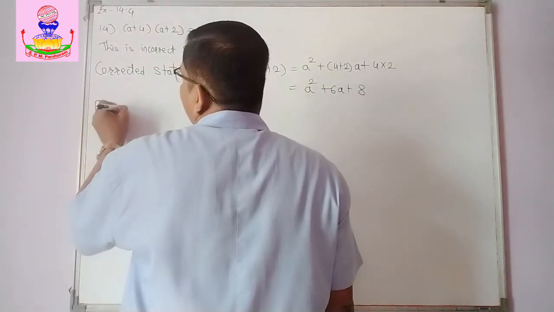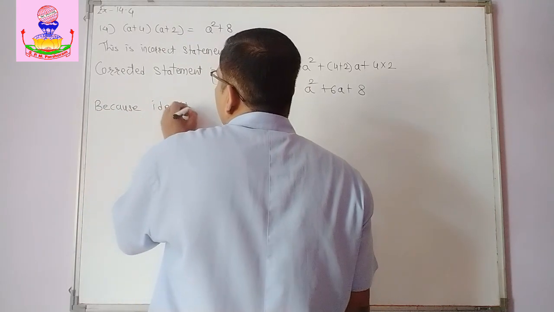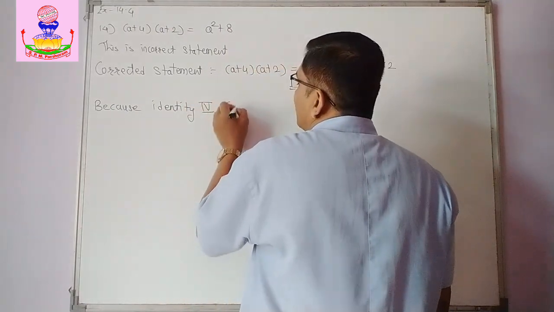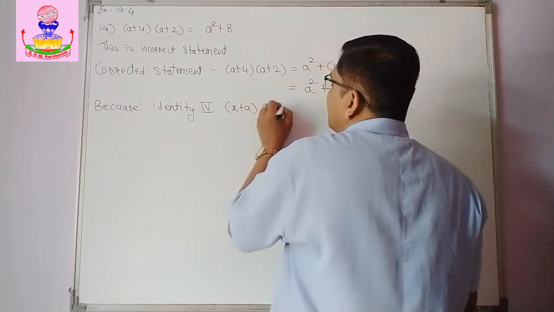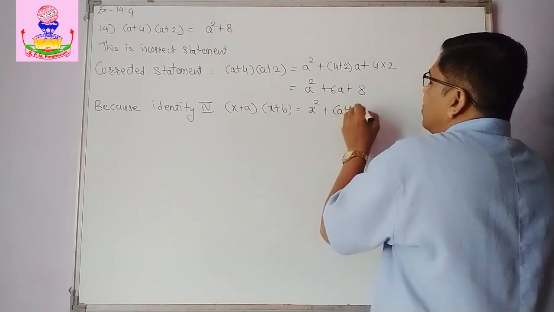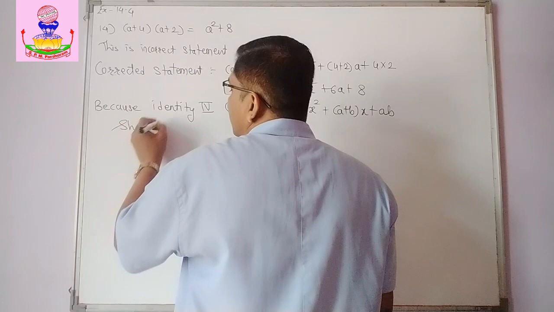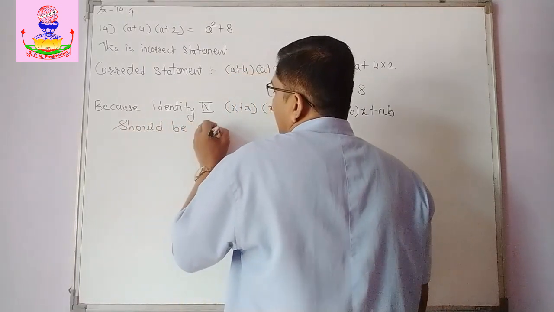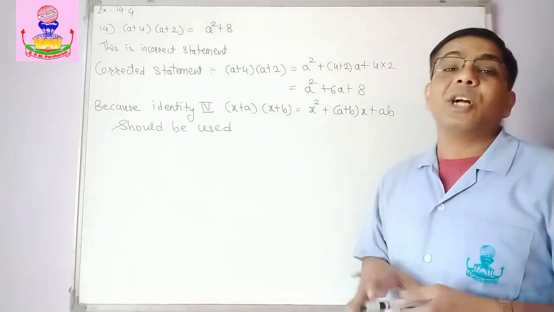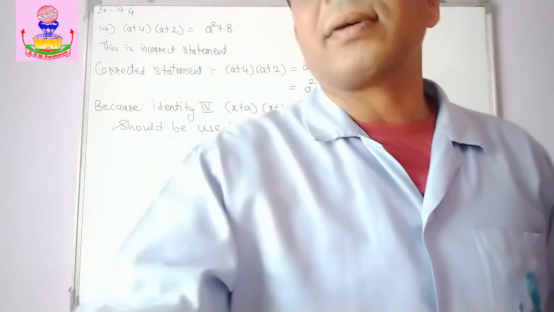Okay, so because identity 4, that is (x plus a) into (x plus b) is equal to x square plus (a plus b) into x plus ab, should be used. Okay, so that is the error, that the identity has not been used here. Now next example.